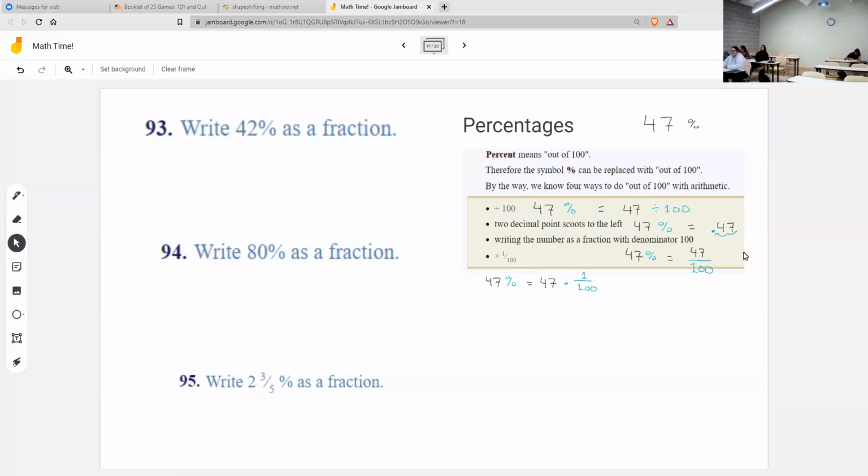We're back. So now we're going to go back and forth from percents to fractions. So I have 42%. I want to get rid of this percent symbol and replace it with something else. I'm not going to do the decimal point switch. That's not going to help me. I don't want a decimal. I'm trying to get to a fraction.